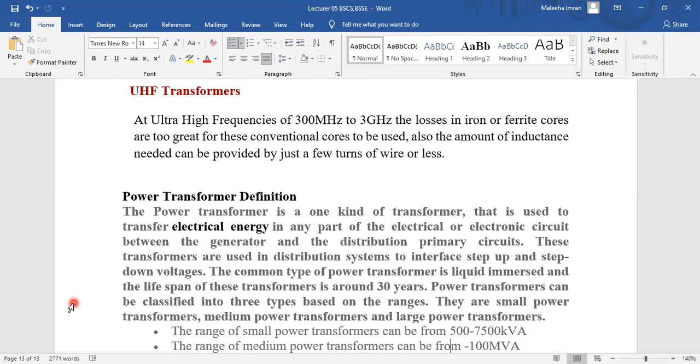आमतौर पे आपके घरों के बाहर जो ट्रांसफार्मर्स लगे हुए हैं, they are the power transformers और ये ट्रांसफार्मर जो हैं they are dipped in some liquid और इनकी जो एज है वो कहते हैं तकरीबन 30 years की है.